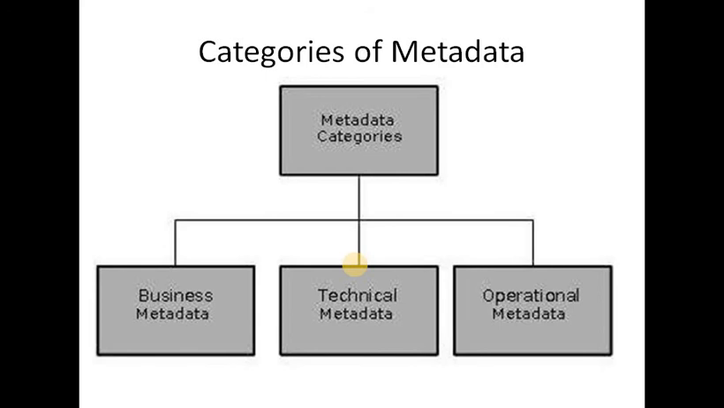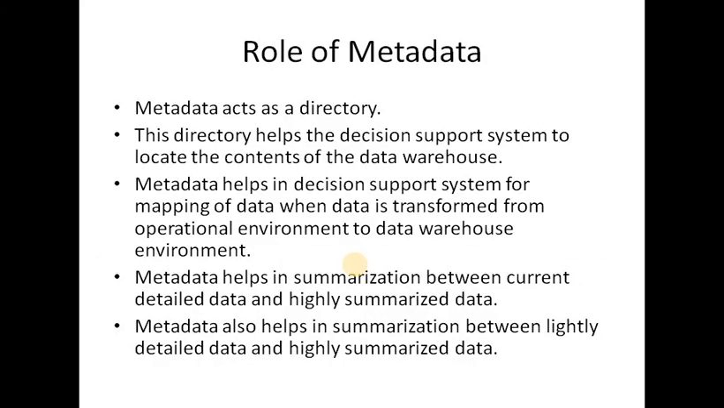Metadata categories, we already discussed: business metadata, technical metadata and operational metadata. What is the basic role behind that? Metadata acts as a dictionary. We already defined it. And metadata really helps the decision support system in mapping of the data when the data is transforming from the operational environment to the data warehouse environment. On the other end, metadata actually helps in summarizing the data, and it also helps in summarizing between lightly detailed data and highly summarized data. So actually metadata is used for summarizing the data.